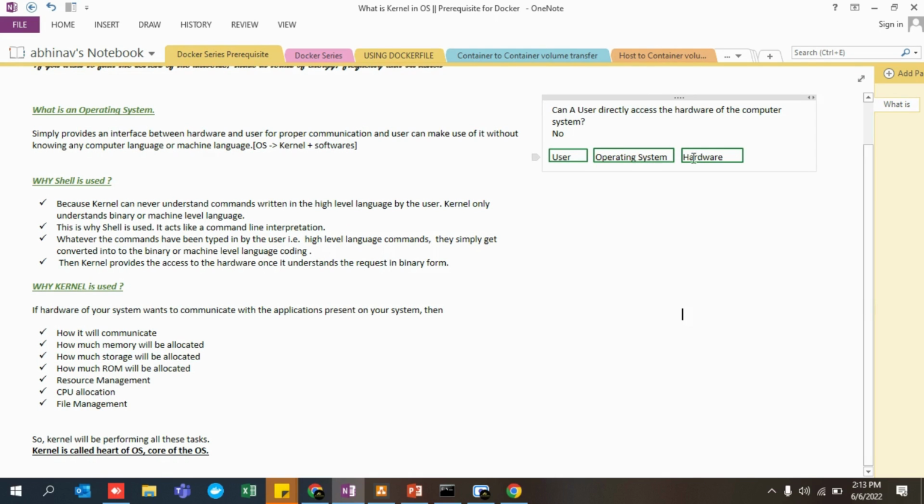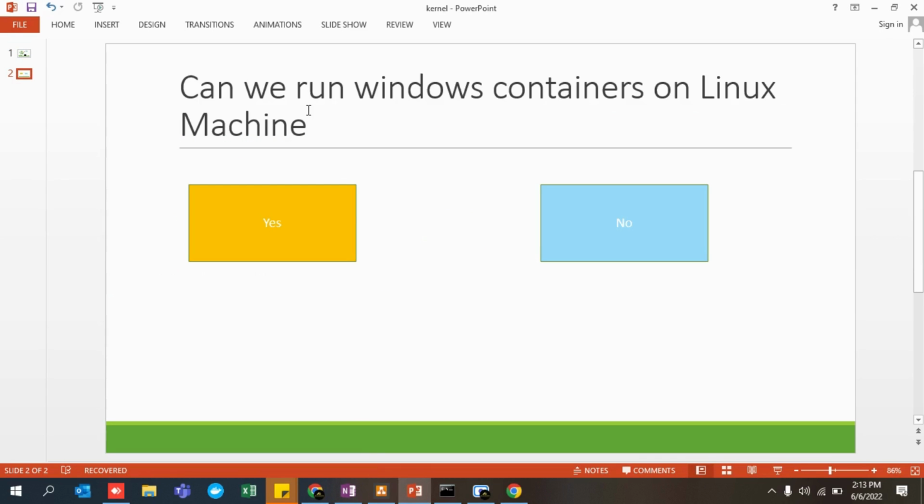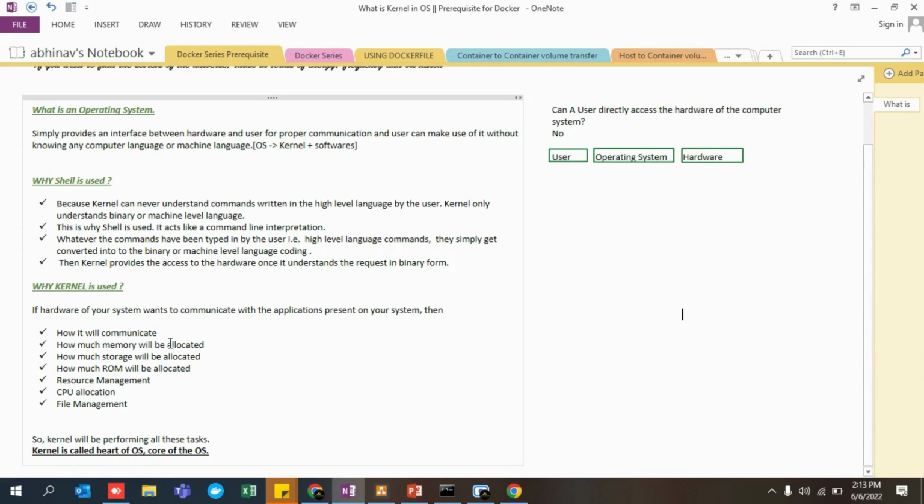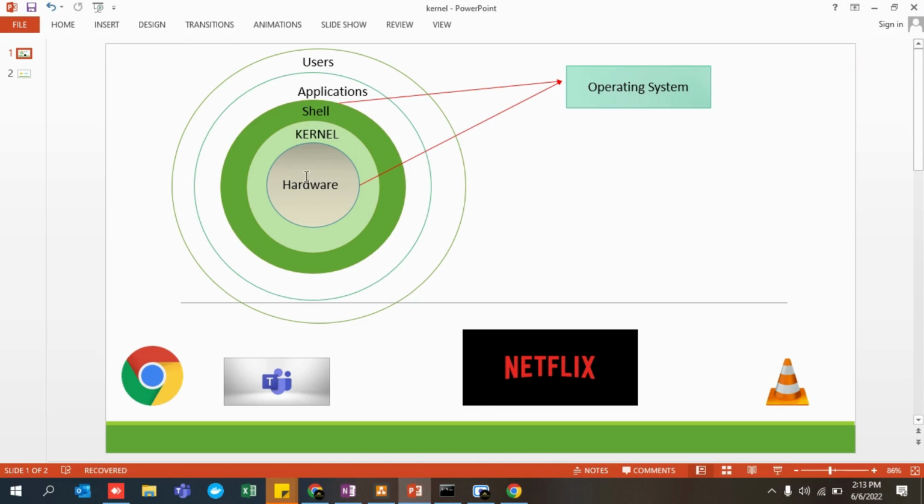You cannot directly access the hardware of your computer system, and an OS is required. The OS formally contains two parts: one is the kernel part, one is the shell part. The kernel manages all these things: storage, communication, memory allocation, resource management, CPU allocation. These kinds of things you just need to know.